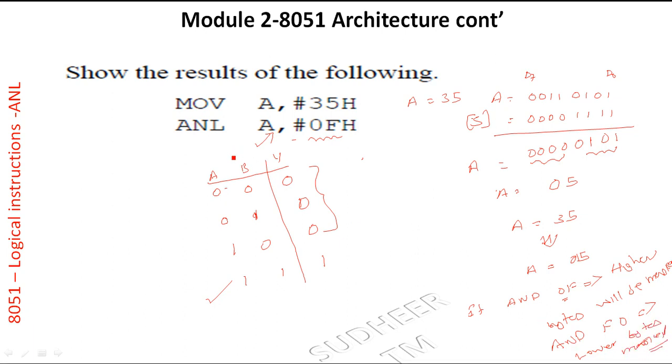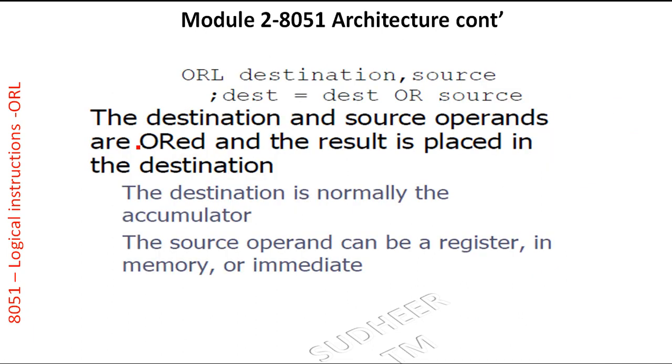On executing ANL A comma F0, lower order bytes will be masked. ANL A comma 0F, higher order bytes will be masked. Okay, that is one of the uses of the AND instruction, ANL instruction within the 8051, not only with the 8051 but with all microcontrollers, the AND operation.